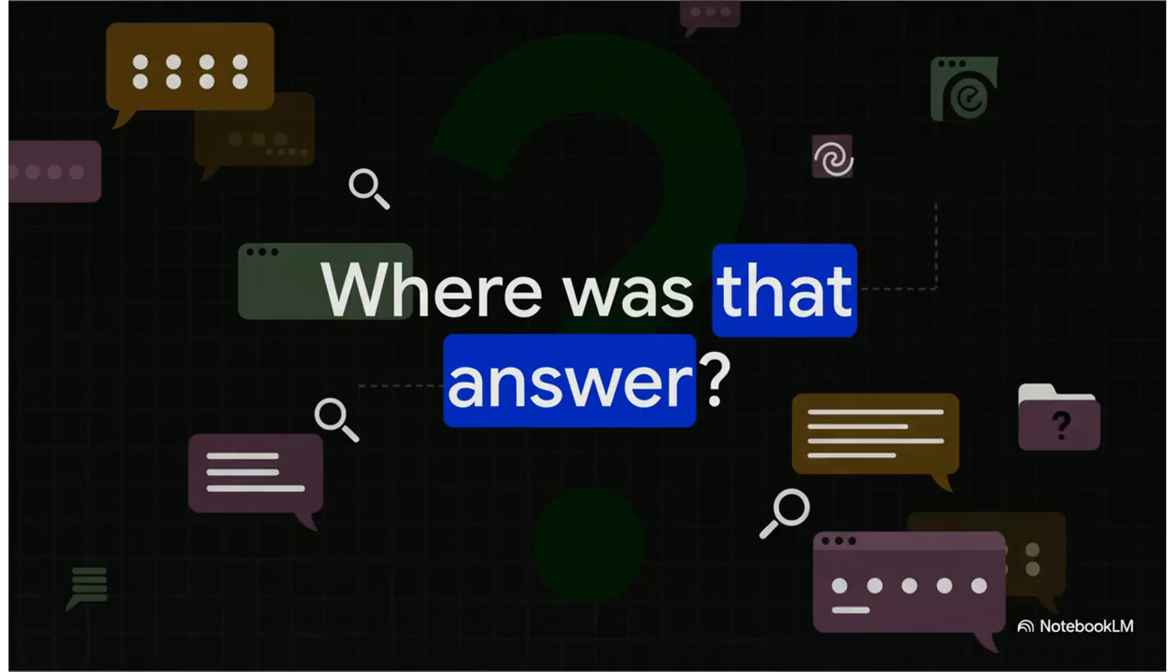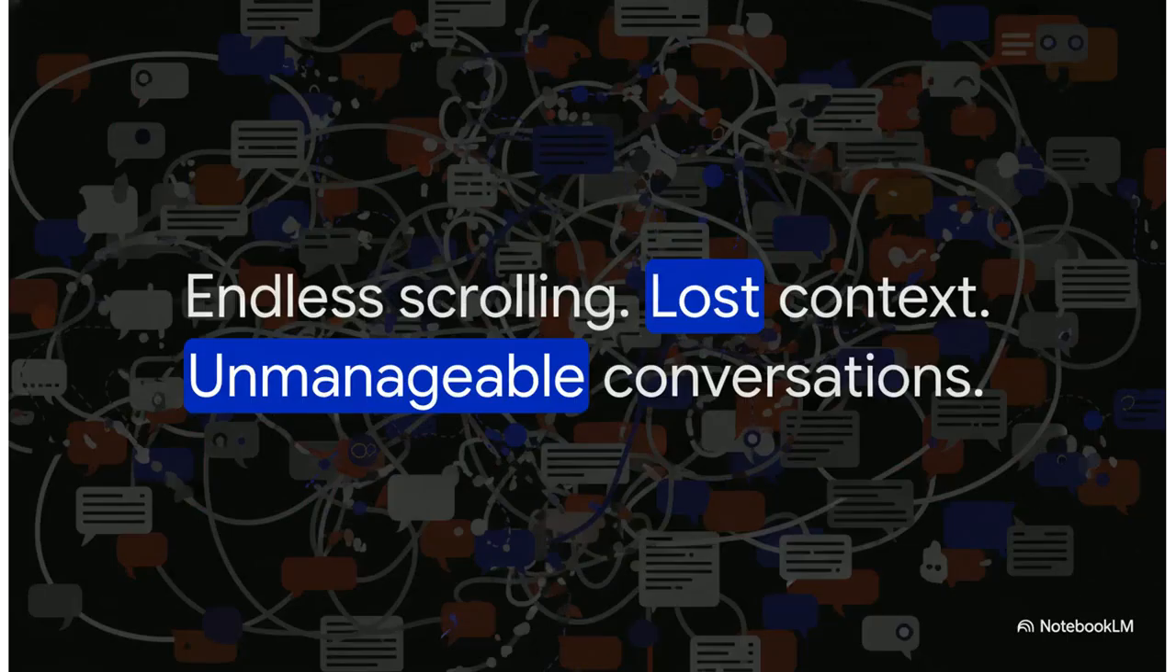You know that feeling, right? You're in the zone, having this amazing back and forth with an AI, and it gives you this perfect answer. And then later, you're like, wait, where did that go? It's just gone. Vanished into this massive long chat history. And it is so frustrating. You're just endlessly scrolling through these messy, jumbled conversations. The context is completely lost. The whole thing is just a nightmare to manage, and trying to find that one golden nugget, it's practically impossible.